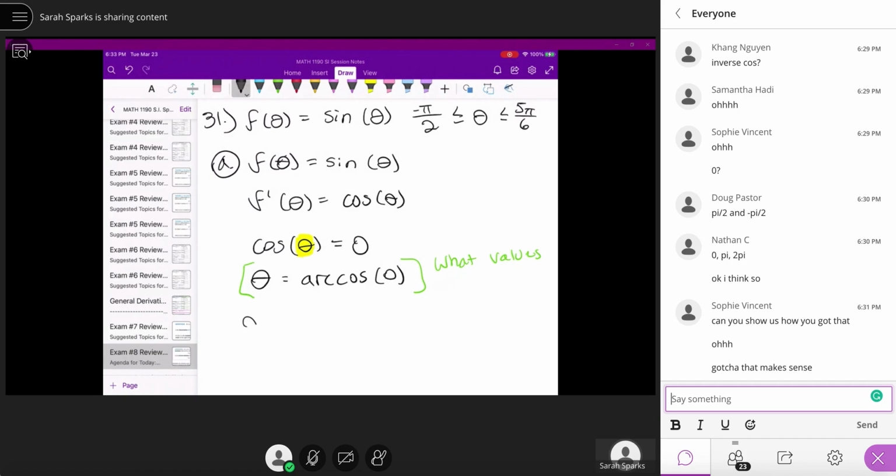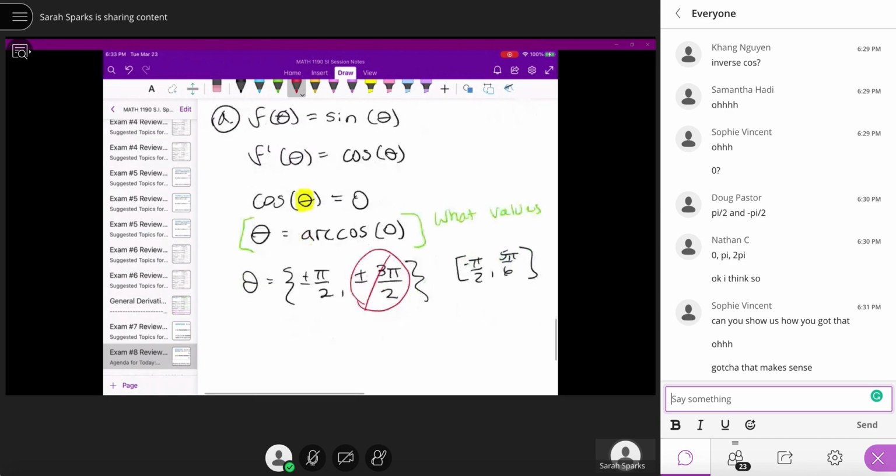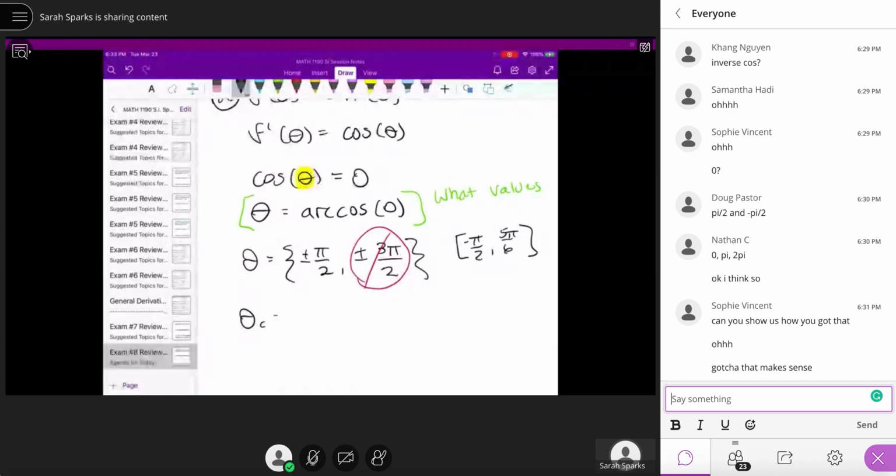Alright, so now we've stated that theta can equal plus or minus pi over 2, or plus or minus 3 pi over 2. But our interval was negative pi over 2 to 5 pi over 6. So plus and minus 3 pi over 2 is not included in that interval. That means our critical points of theta are positive pi over 2 and negative pi over 2.